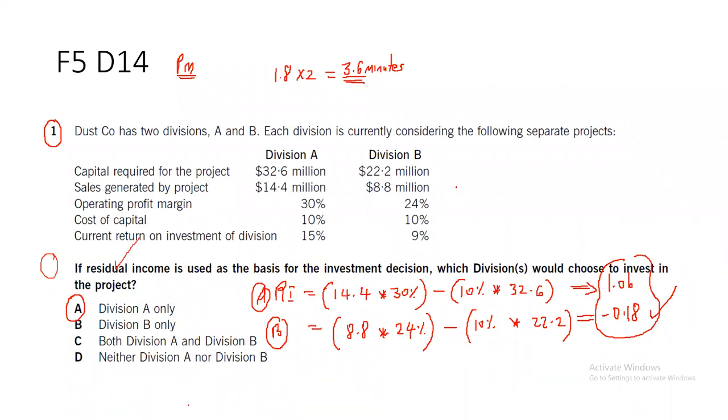So the residual income is the profit. How do you get the profit? Operating profit margin multiplied by the sales. Notional interest, that multiplied by the capital employed. So again, we want to encourage you to go through questions from time to time so that you're able to pick these.